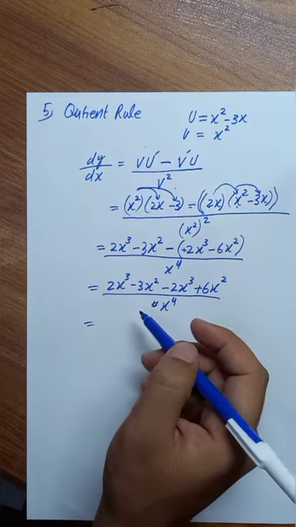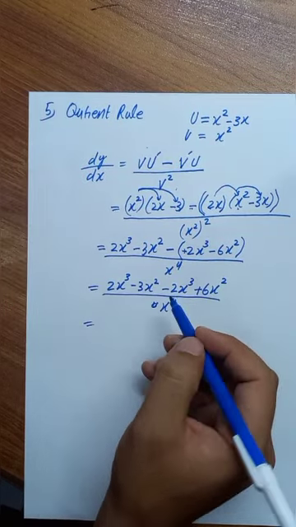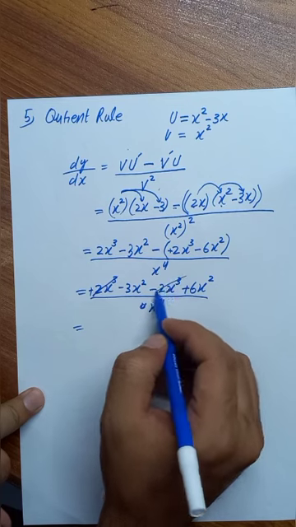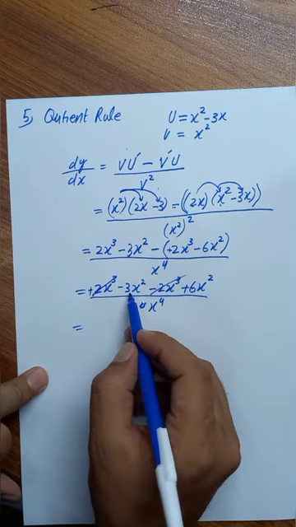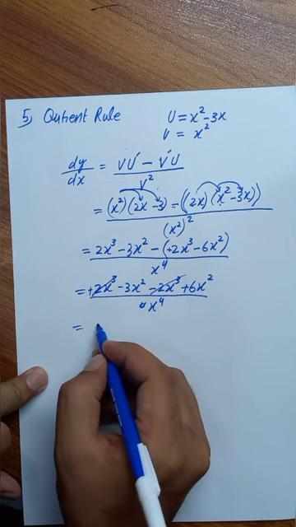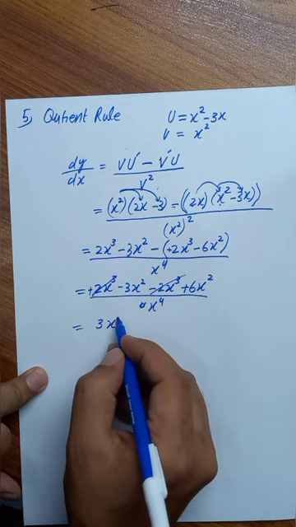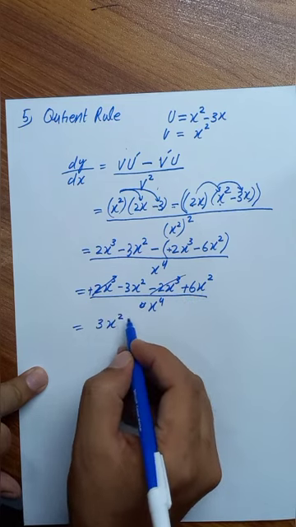We made a mistake here. Okay, it's okay. This is plus 2x cube, and this is minus 2x cube. They cancel each other, and we have minus 3x square, and this is plus 6x square. So it will become 3x square, because we have a plus symbol, and we have x power 4. This is the answer of the quotient rule.